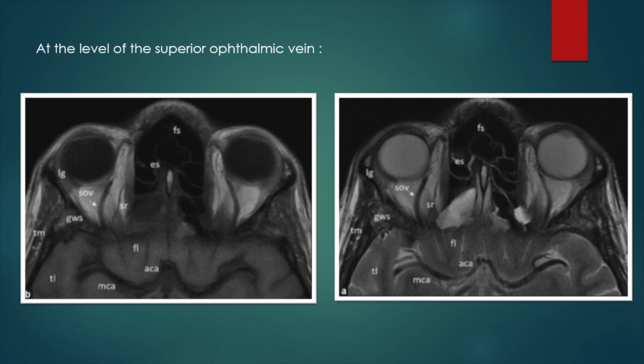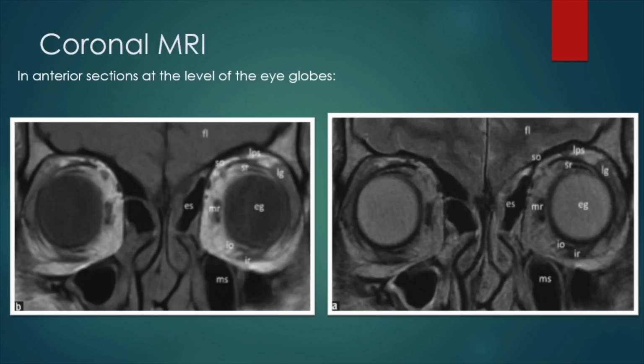So here we could see the frontal sinus, ethmoid sinus, superior ophthalmic vein, lacrimal gland, the greater wing of sphenoid, superior rectus, temporalis muscle, and temporal lobe, like what we have shown before.